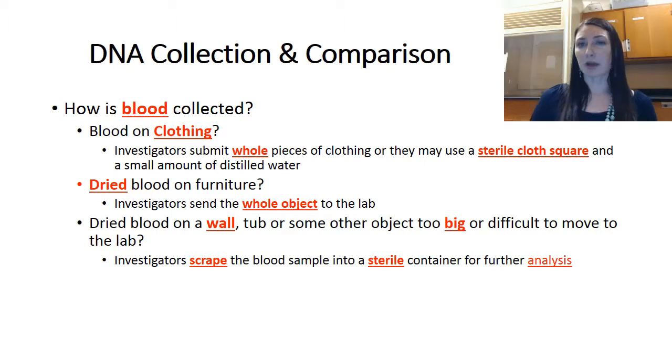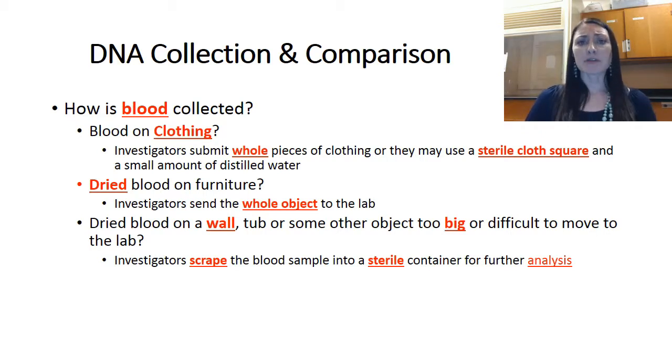So how do we collect blood? Because blood is one of your best sources of DNA with the white blood cells. If it's on clothing, we would really prefer to take the whole piece of clothing in, because we can get a lot of information about how the blood pattern is or the dispersion. You typically don't want to just leave behind a garment that has potential DNA or blood on it. You can also use a sterile cloth square to take a sample of blood that has DNA off of the piece of evidence so that you can analyze it in the lab.